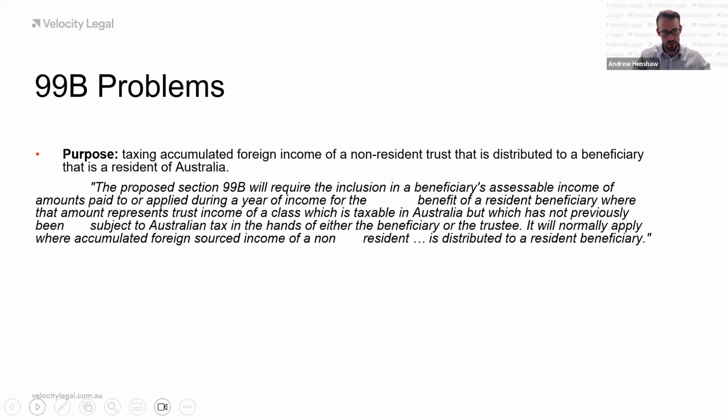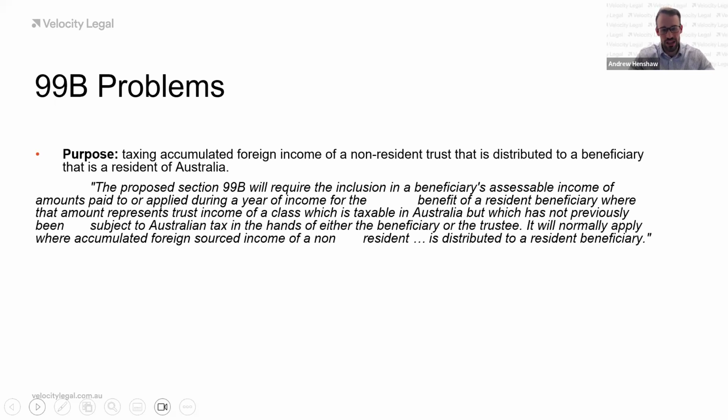Because Division 7A works on present entitlement in the income year, if the income is in previous years, you're not going to get taxed under Division 6. And of course, because it's a non-resident trust, it's not taxed under 99 or 99A. So we need something else. The purpose of this provision was to tax accumulated foreign income of a non-resident trust that is distributed to an Australian.